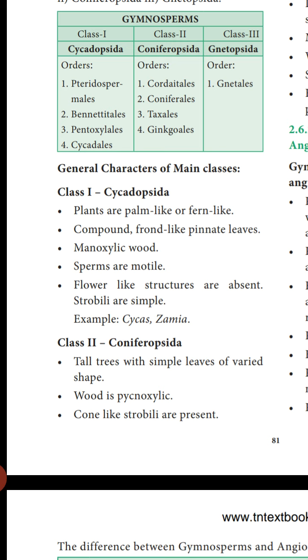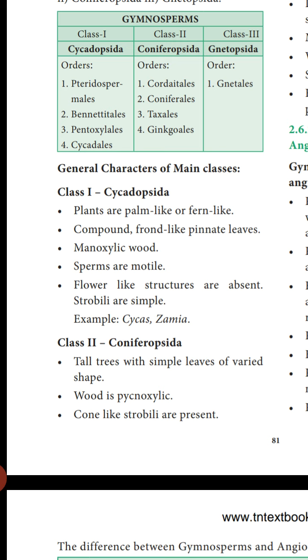Next, flower-like structures are absent. Strobili are simple. Strobili, as we have studied, are where the sporophylls are arranged in the form of a cone. They are called strobili. As we studied in gymnosperms, flowers are absent but cones, the strobili, are present. Examples for this class of plants are Cycas and Zamia.